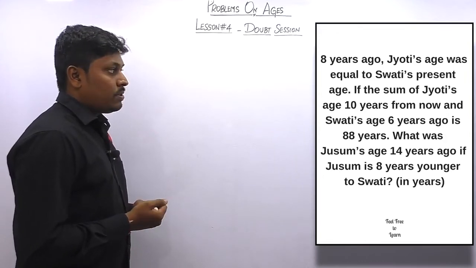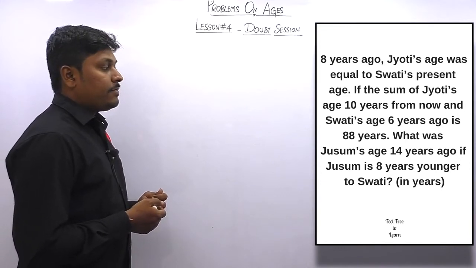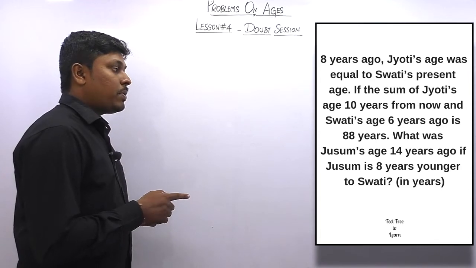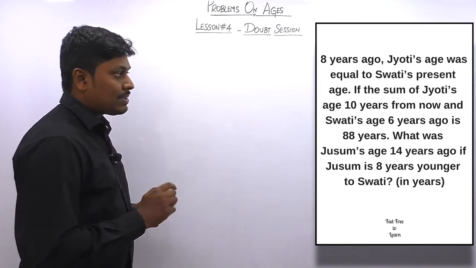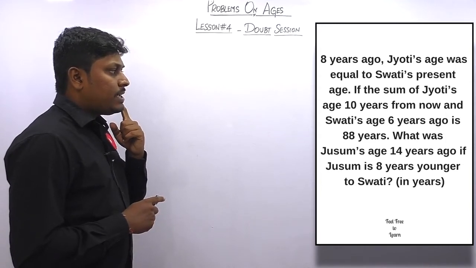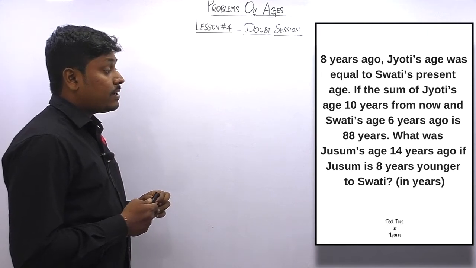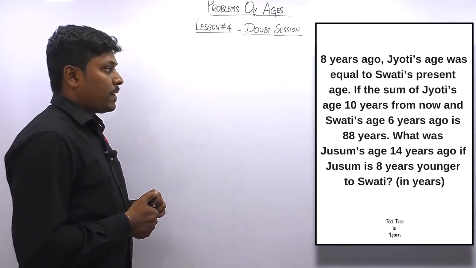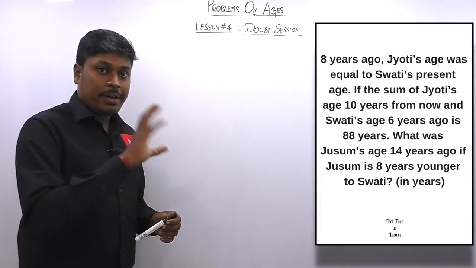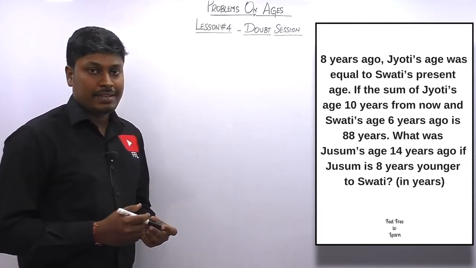Question number 9. 8 years ago, Jyoti's age was equal to Swati's present age. If the sum of Jyoti's age 10 years from now and Swati's age 6 years ago is 88 years, what was Jusam's age 14 years ago if Jusam is 8 years younger than Swati? Okay, so initially what they are saying is 8 years ago, right? They are talking about the past. 8 years ago, Jyoti's age was equal to Swati's present age.